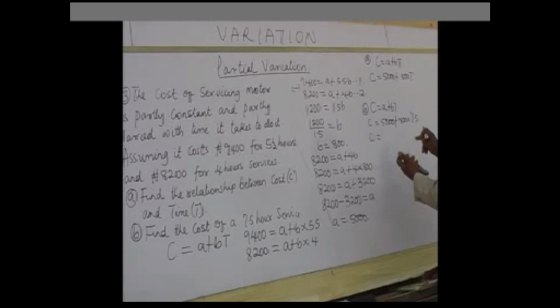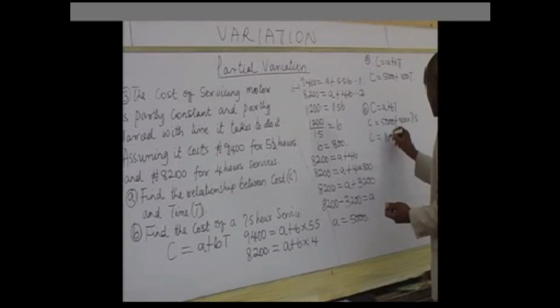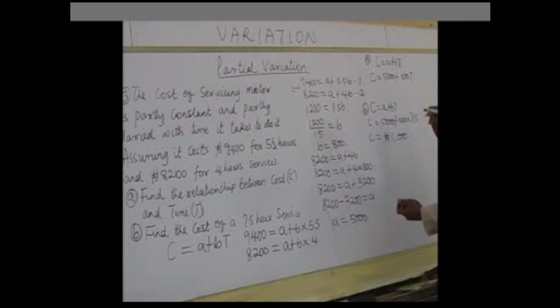Start from here, 7.5 times 800 is equal to 6,000, then plus 5,000, that will give you 11,000. So the cost of that service is 11,000 naira. And that has brought us to the end of this question, question number 3.